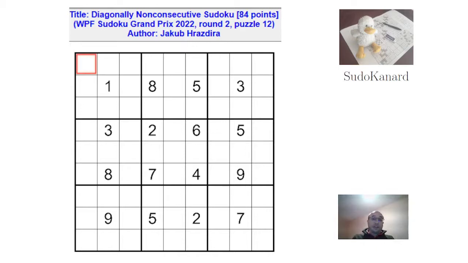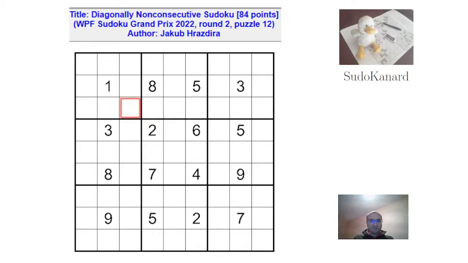So the author is Jakub Hrazdira, and the rule is that whenever two cells are diagonally adjacent, like those cells or those cells, they must contain non-consecutive digits. So I solved it after the contest, but it was a long time ago and I really don't remember what I had to do. So I tried to do my best, but I certainly dread the prospect.